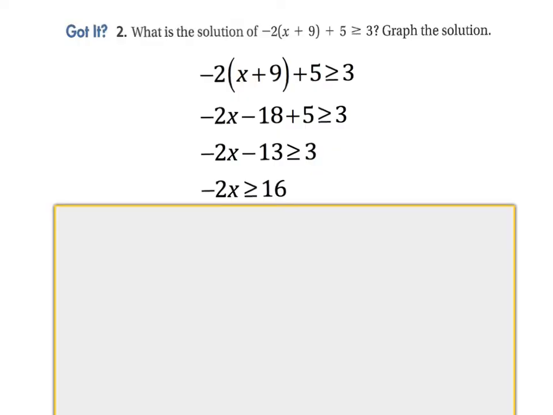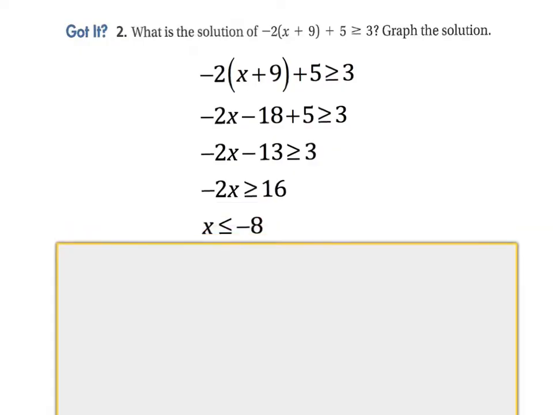And here's the next biggest thing that you have to remember. Remember that when you divide or multiply both sides of an inequality by a negative, you have to flip that inequality symbol. So that greater than or equal to becomes less than or equal to.